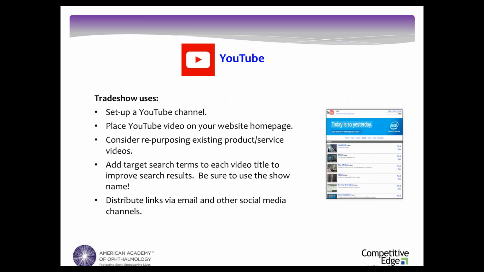Okay. YouTube, set up a channel if you don't have one already, a company channel. Put it on the home page of your website. It'll drive up your organic search listing. Repurpose videos that you already have. You can shorten them down, get them in that 30, 60, 90-second, 2-minute window. Be sure to put search terms, keywords, and tags. Be sure to include the show name on your videos that are relevant. And then you can distribute your YouTube links throughout all the other channels.